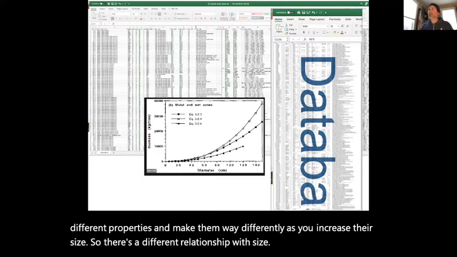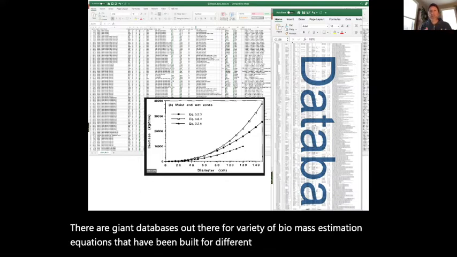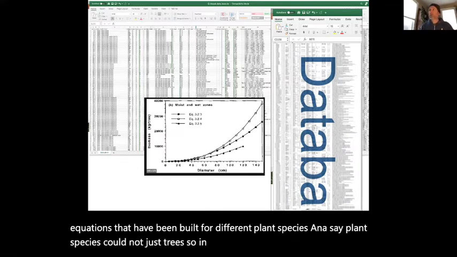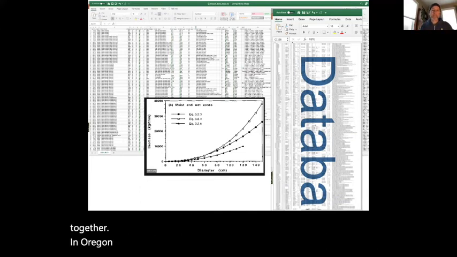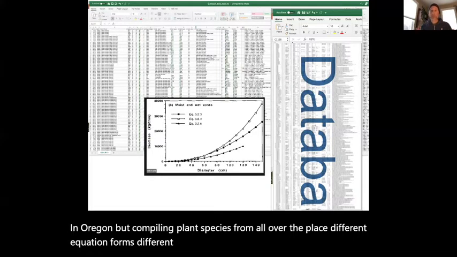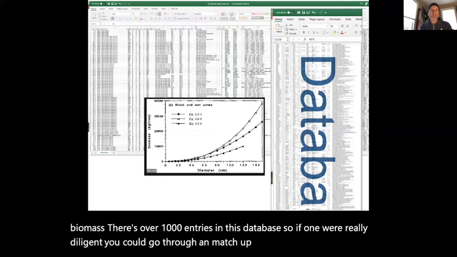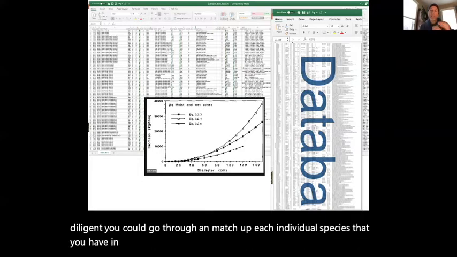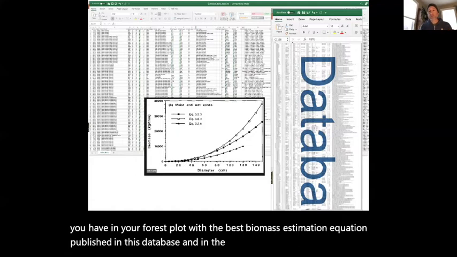There are giant databases out there for a variety of biomass estimation equations that have been built for different plant species. And I say plant species because not just trees. So in the background here, I'm showing you a small text snapshot of the Biopack database, which is a database that was put together in Oregon, but compiling plant species from all over the place, different equation forms, different species, estimating different components of plant biomass. There's over 1,000 entries in this database. So if one were really diligent, you could go through and match up each individual species that you have in your forest plot with the best biomass estimation equation published in this database. And in the database, there's even links to the official source papers.